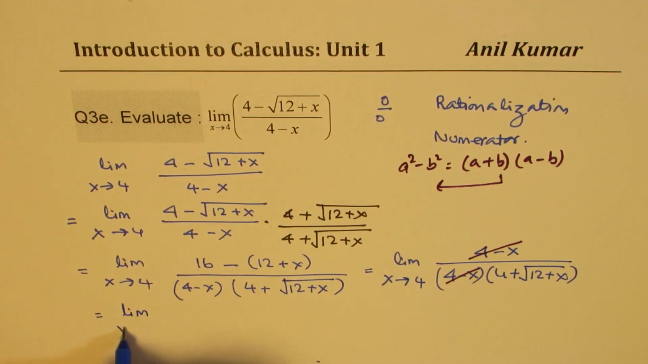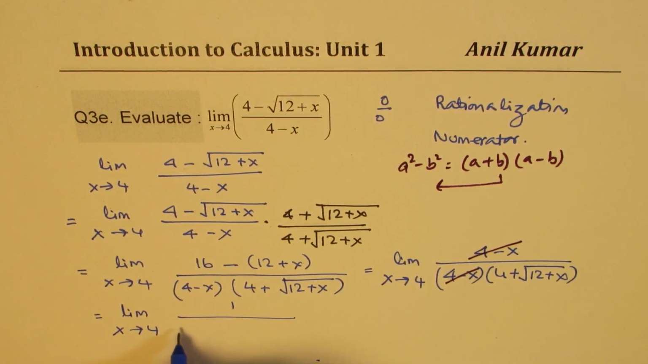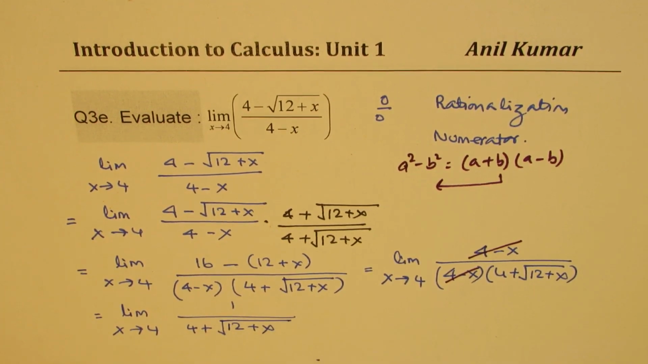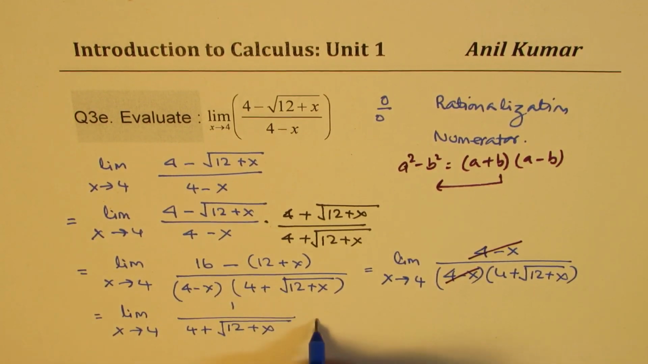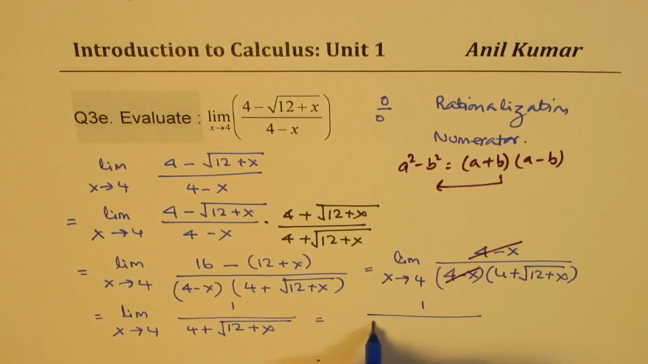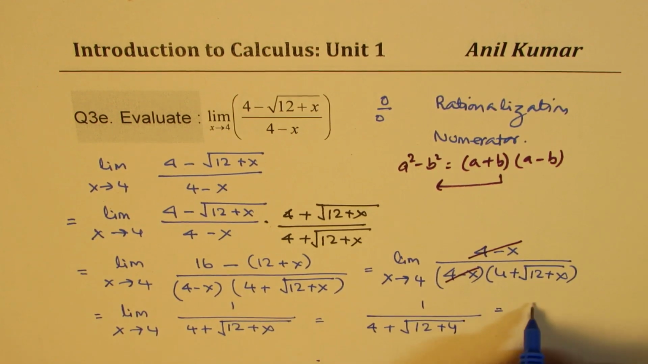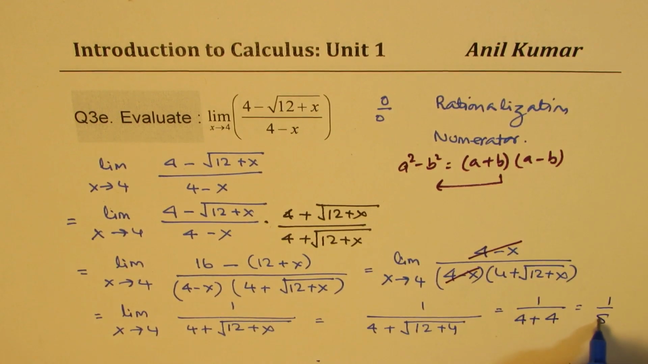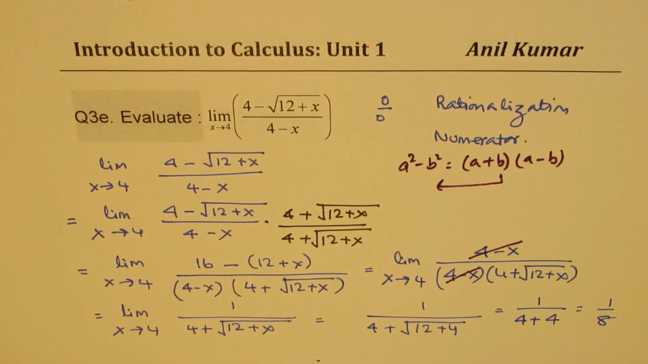So rationalization helped us to do it. So we have the limit as x approaches 4, and now what we get here is 1 over 4 plus square root of 12 plus x. Correct? Now we can substitute 4 here. So we get 1 over 4 plus square root of 12 plus 4, which is 16. So we get 1 over 4 plus 4, right? Or we get 1 over 8 as our answer. So the solution for this is 1 over 8, the limit for the given function as x approaches 4.